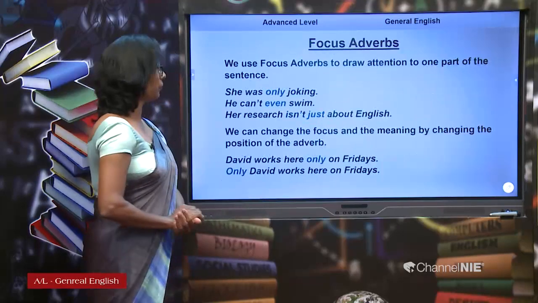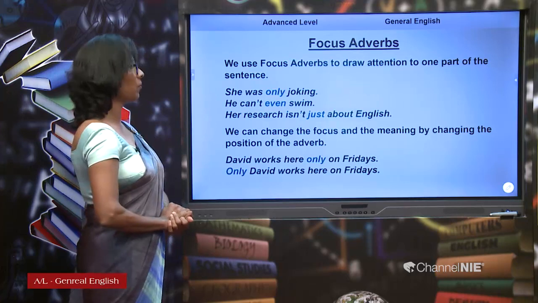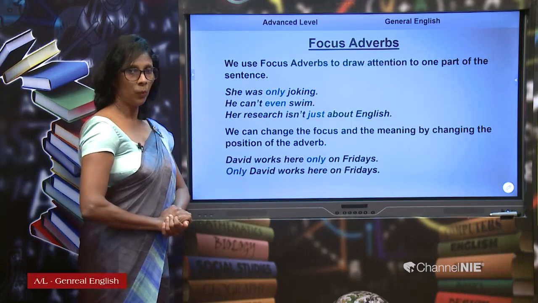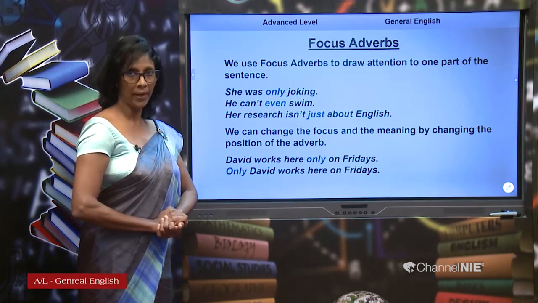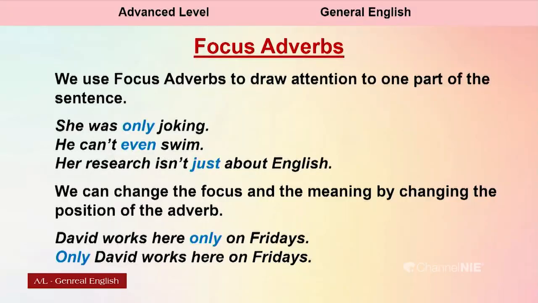This exercise will give you enough practice, I hope. And what are we going to do next? Let's see some more other types of adverbs. Other than these, adverbs of manner, frequency, time and place, we have focus adverbs as well, right? So, we use focus adverbs to draw attention to one part of the sentence. She was only joking. It was just a joke, right? So, not a serious thing. Next one, he can't even swim. So, this person can't do many things, and swimming is also one thing that he can't do. That is why we have placed "even" there.